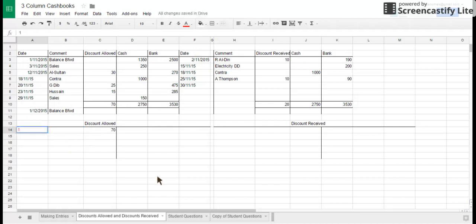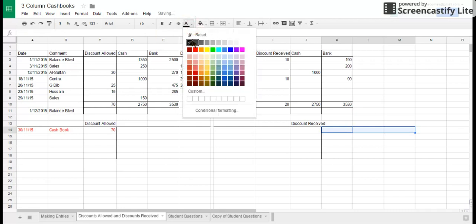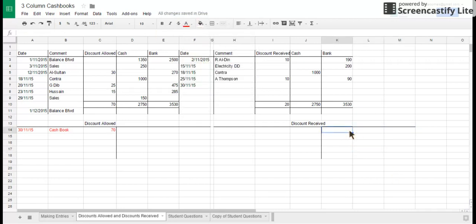Okay, so on the 30th of the 11th, 2015, from the cash book, we've put in $70 worth of discount. And we're going to do the same with our discount received. The total of the discount received is $20. Okay, so on the 30th of 11th, 2015, we put in $20 from the cash book.